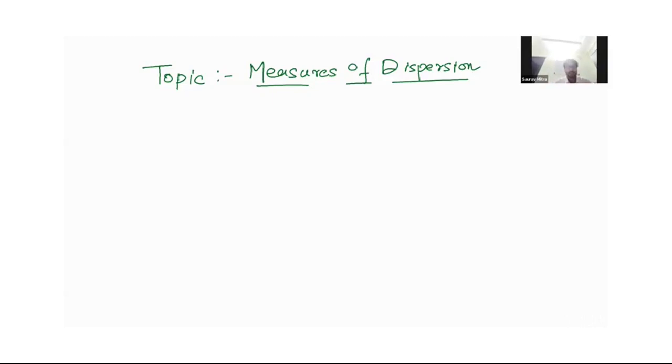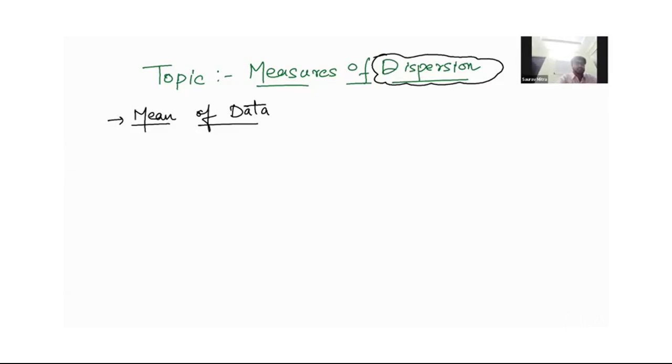See, first we will start by taking some examples like calculating the mean of the data. After a few steps, after a few questions, we will understand what is the need of dispersion. Let us understand this through some questions and examples.